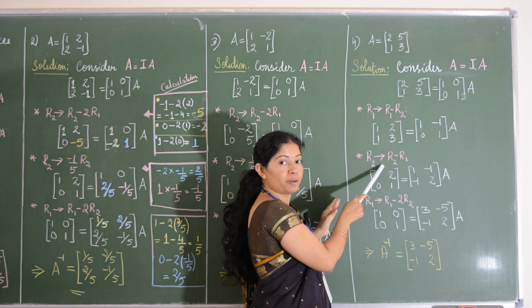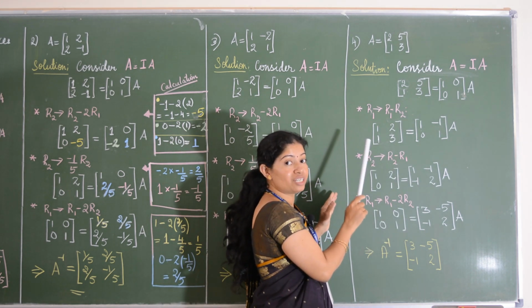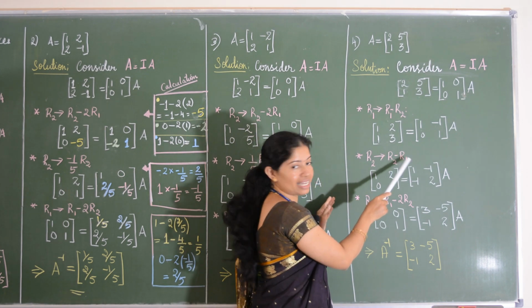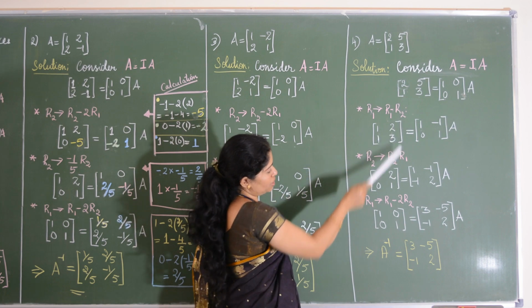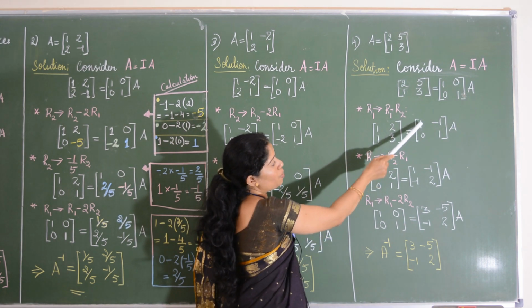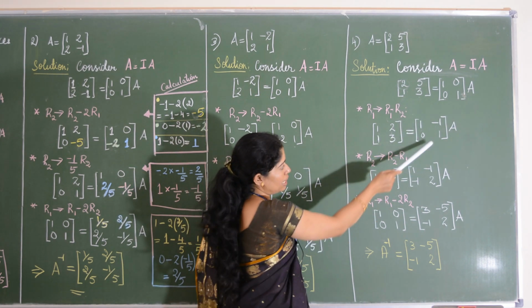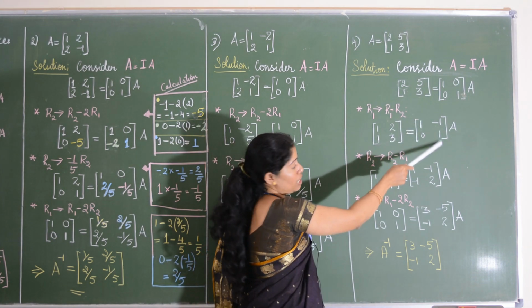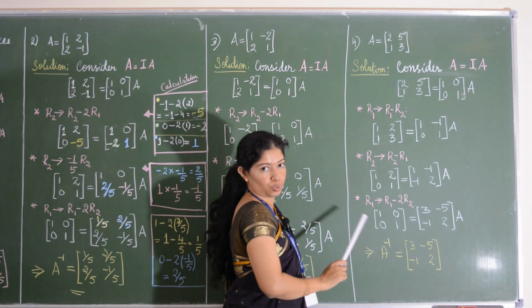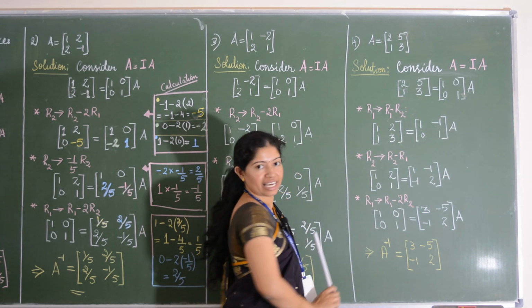Now apply the operation to the second row. Operation is what? R2 minus R1. So 1 minus 1, 0. 3 minus 2, 1. 0 minus 1, minus 1. 1 minus of minus 1, that is plus 1. So 1 plus 1 is a 2 into matrix A.